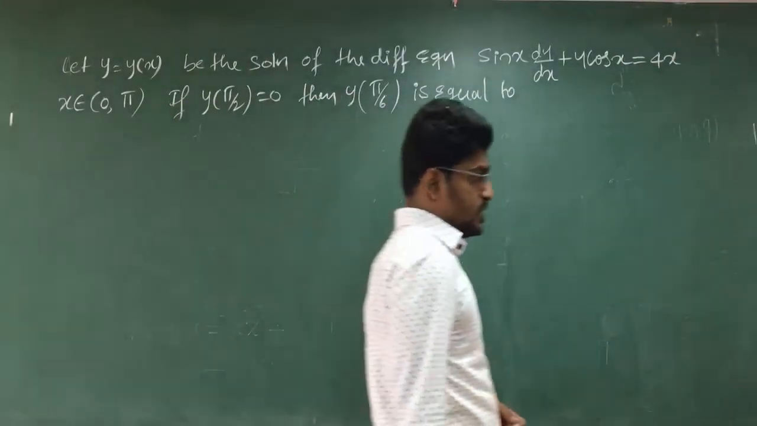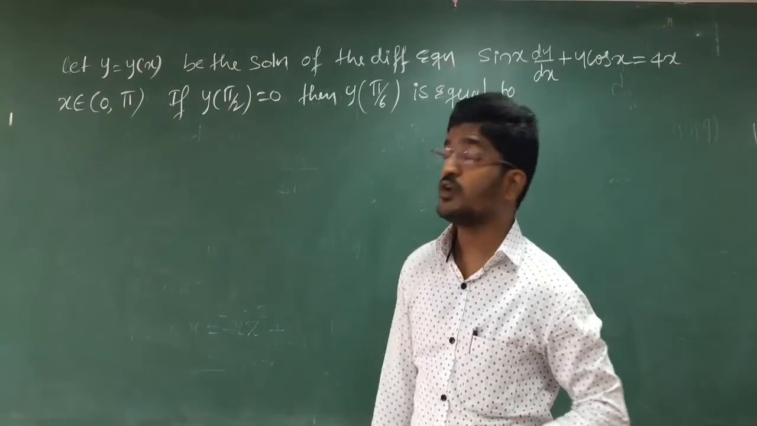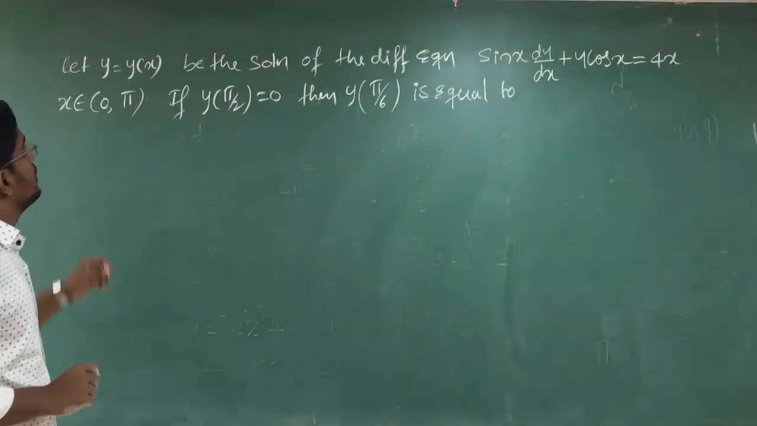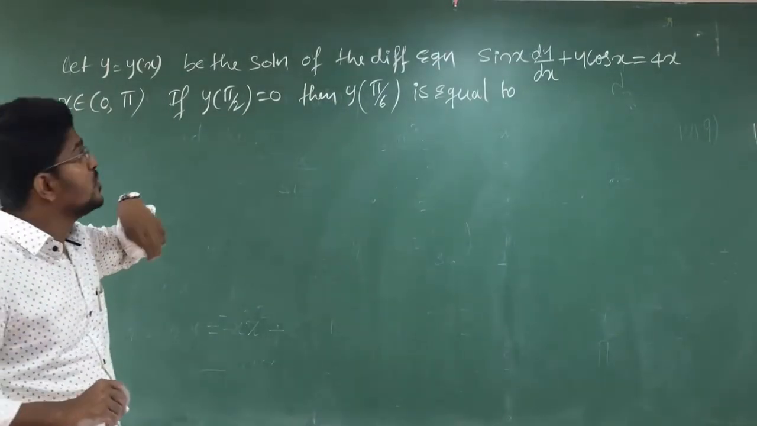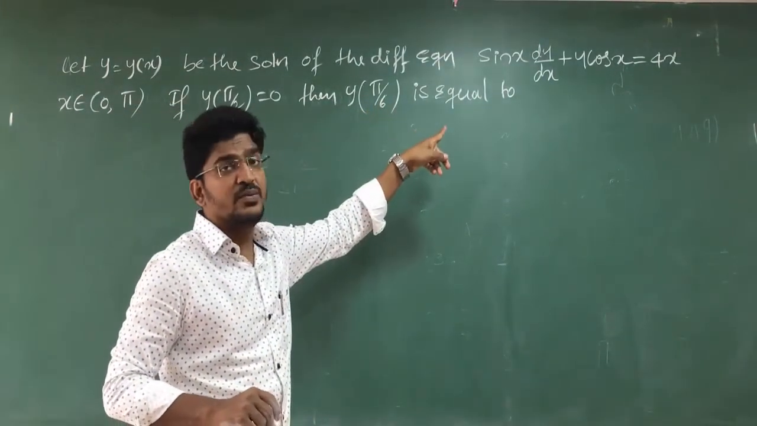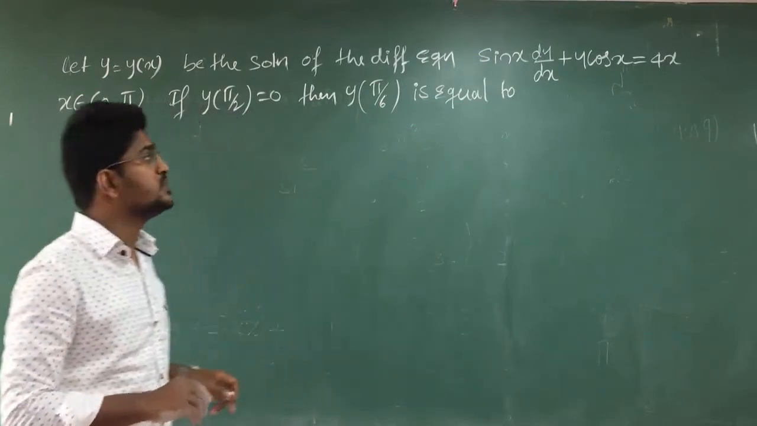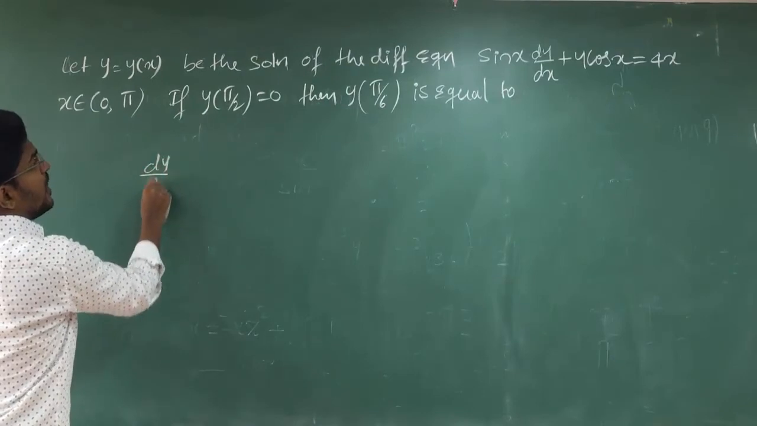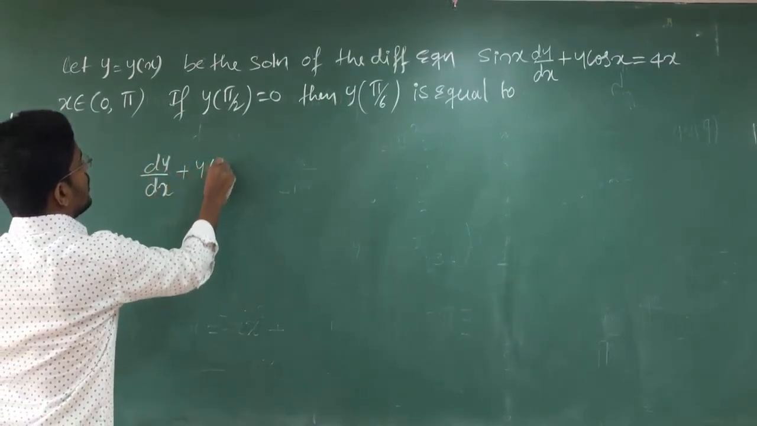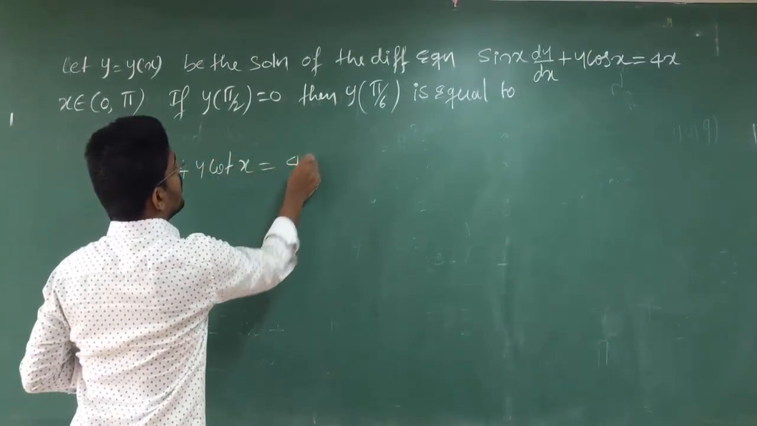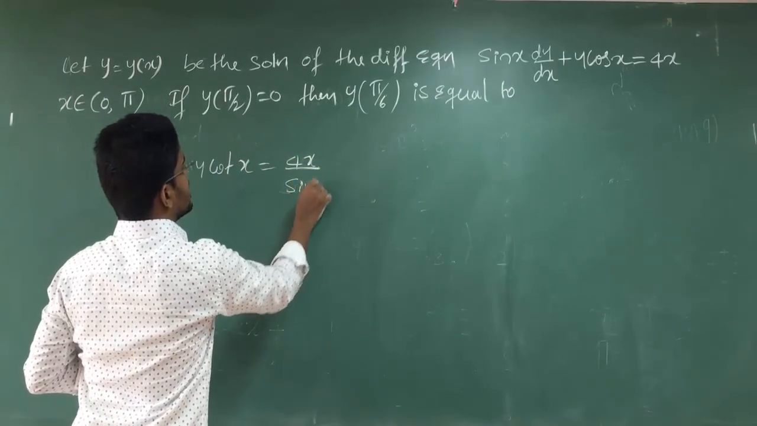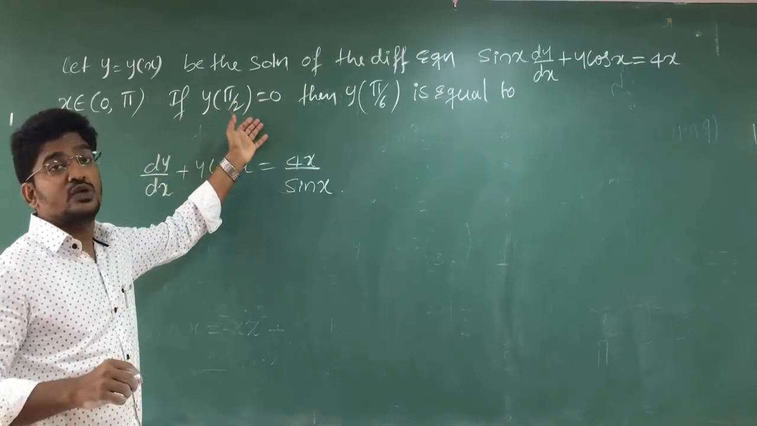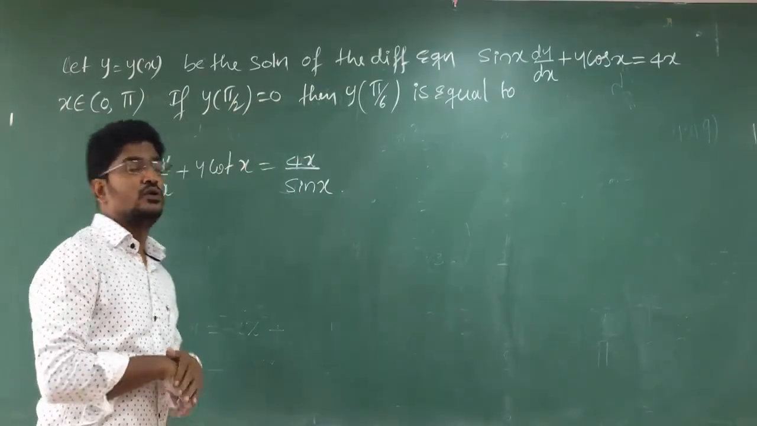Okay students. Now let us go for the next question, that is from differential equations. Let y equal to y of x be the solution of the differential equation sin x dy/dx plus y cos x equal to 4x. If I simplify that, I will get dy/dx plus y cot x equal to 4x divided by sin x. If y of pi by 2 equal to 0, then y of pi by 6 is equal to what, they are asking.